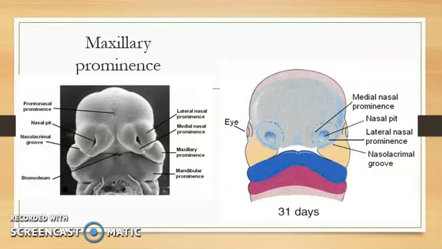Now coming to the maxillary prominence. The maxillary prominence itself forms the cheek, and along with the medial nasal prominences, it forms the upper lip. So the lateral part of the upper lip is derived from the maxillary prominence.